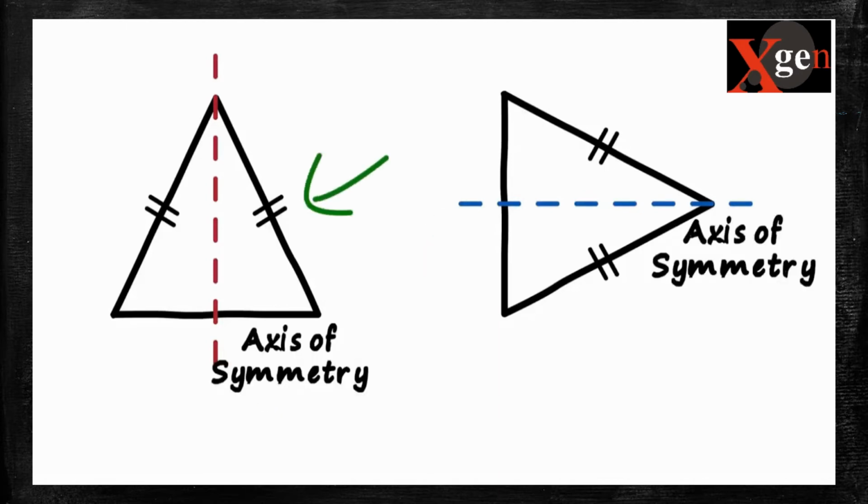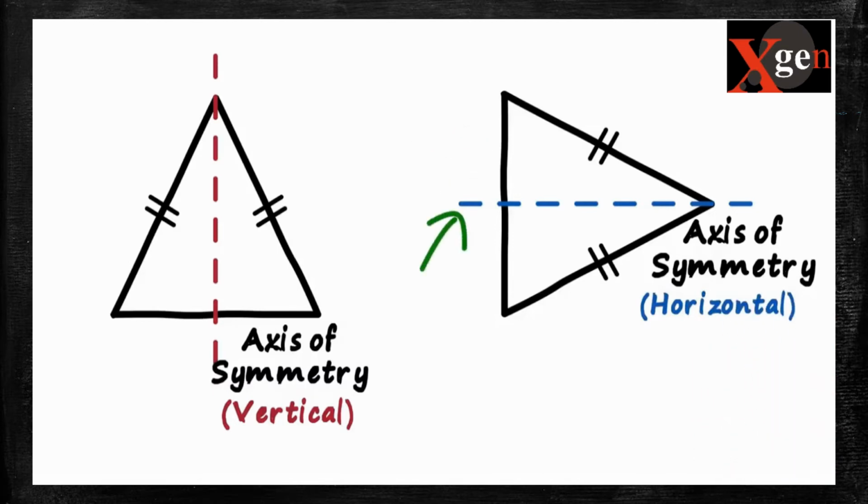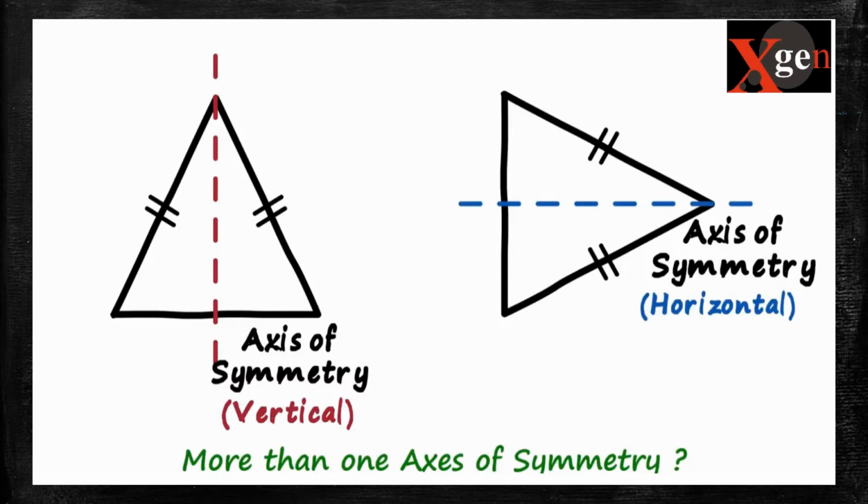This triangle has a vertical axis of symmetry as this line is vertical, and this one has a horizontal axis of symmetry as this line is horizontal. Now I want you to think about the next question I'm going to ask you. Can a shape have more than one axis of symmetry?